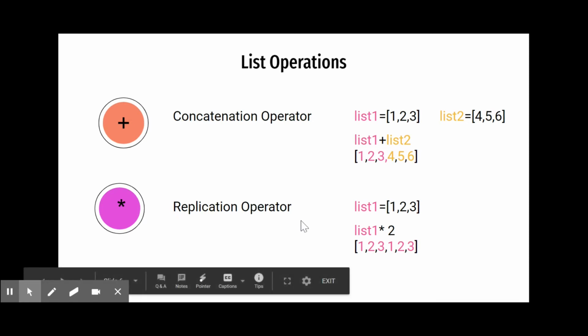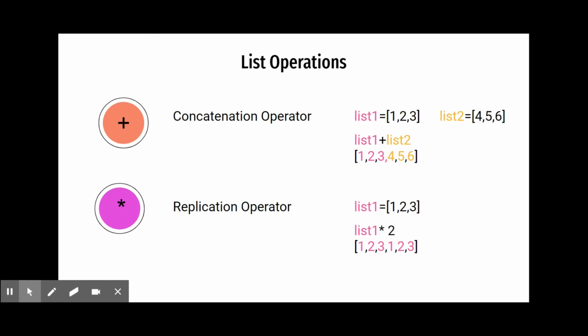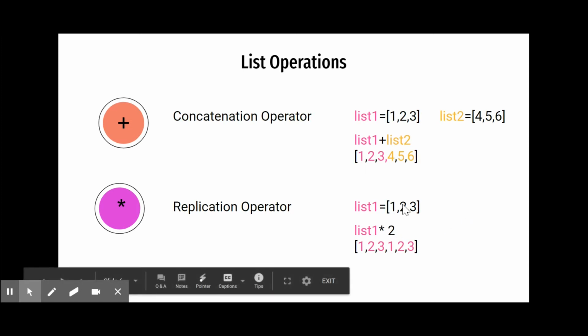Now let us look at the replication operator. With the replication operator, when I want to have the same set of elements in my list multiple times, I will use the replication operator. So here I have 1, 2 and 3, and I want this 1, 2, 3 to come say x number of times. In this case I've specified the name of my list, which is list 1, I've used the replication operator, and then I've specified 2. Now this 2 specifies how many times I want these elements to be replicated. If you see the list, it says 1, 2, 3 and then 1, 2, 3 again.